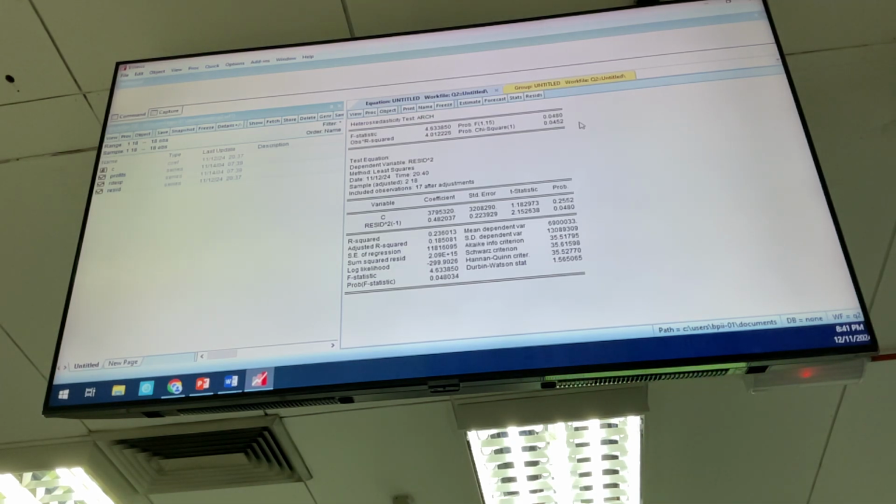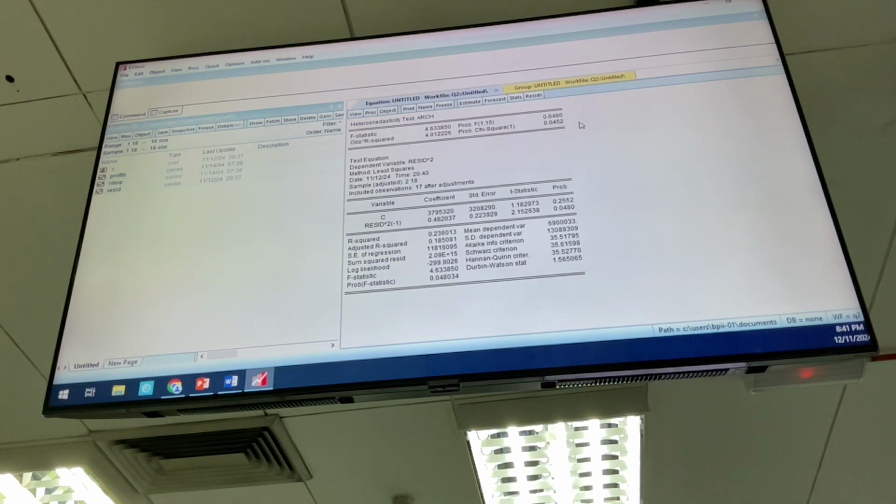Okay, so you have to decide whether you are willing to take that risk, meaning that the White test has a lower chance of capturing the problem, but it is acceptable to use it.